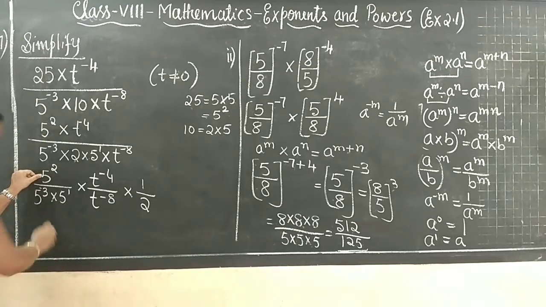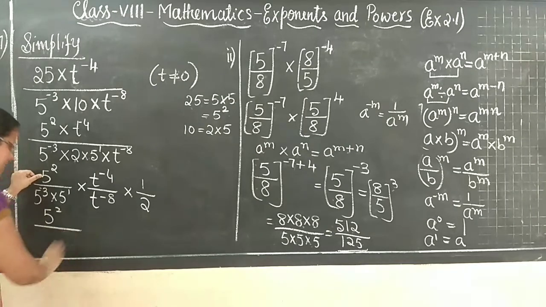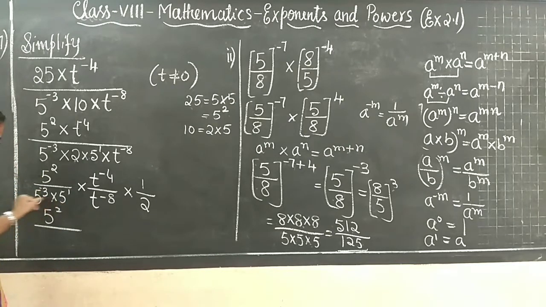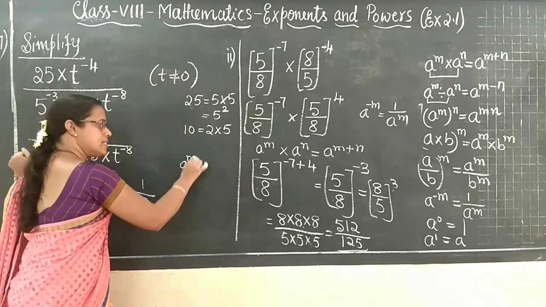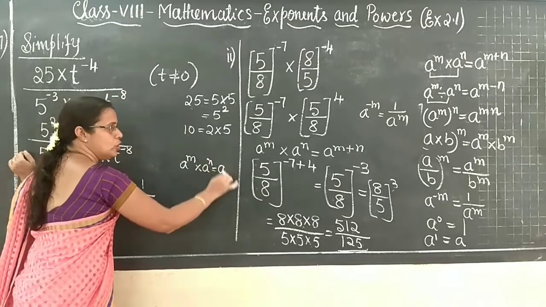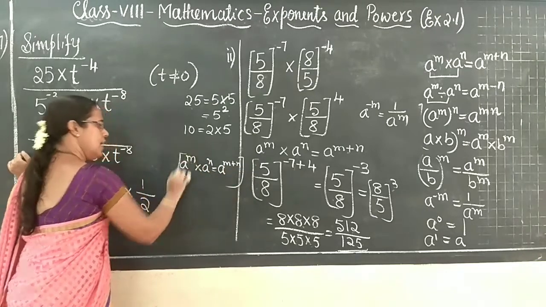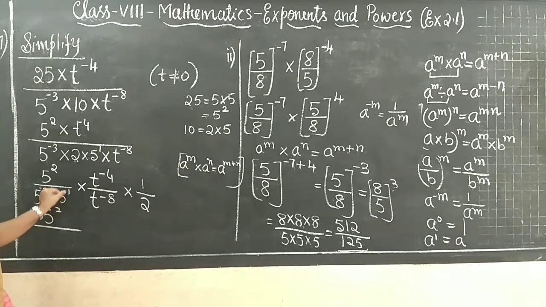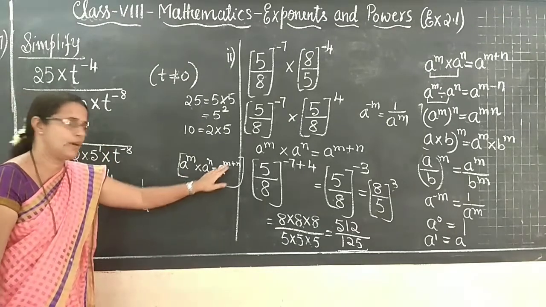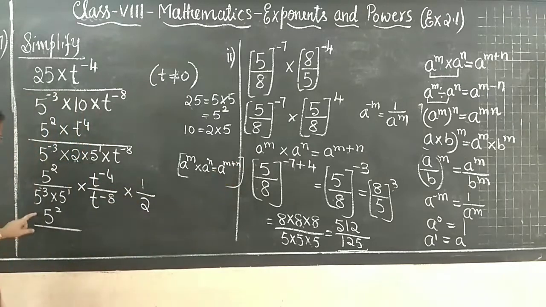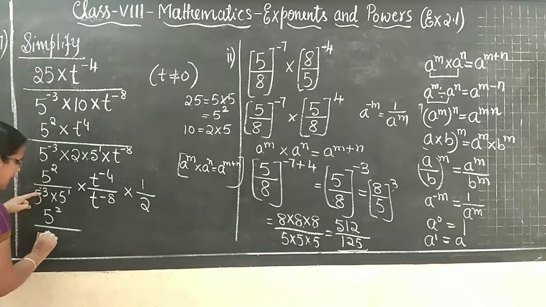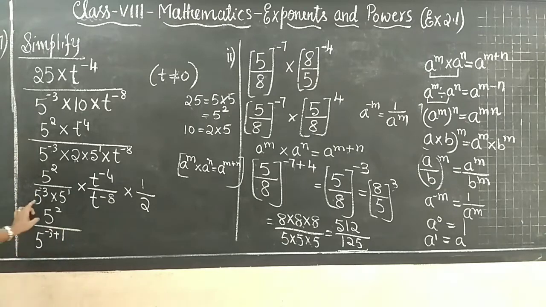How can you do? See here, 5 to the power 2, right, as it is. Now 5, when the bases are same, powers you have to add. Bases are same, into sign is the powers you have to add. In the sense, a to the power m into a to the power n is equal to a to the power m plus n. Means what you do? 5 to the power minus 3 plus 1. Bases are same, write once, powers you have to add, minus 3 plus 1.